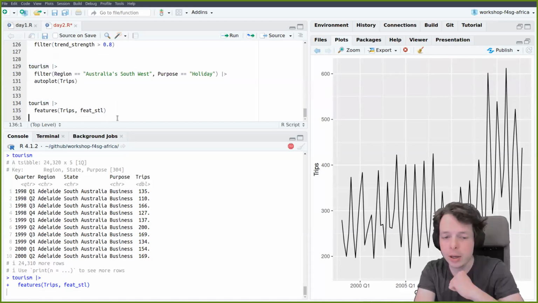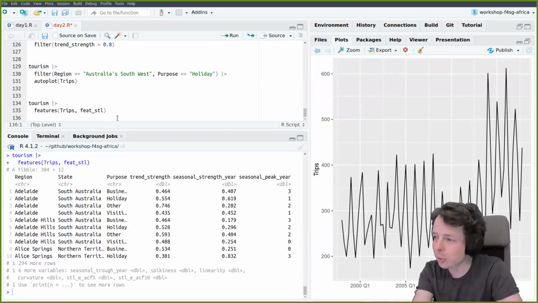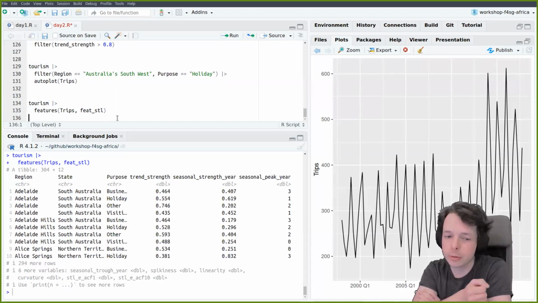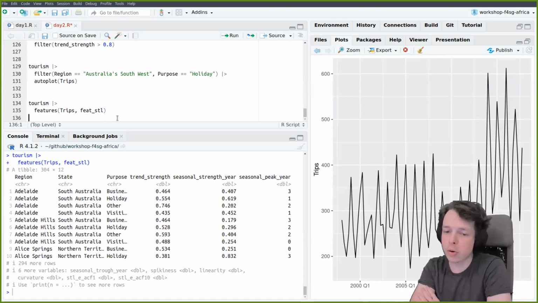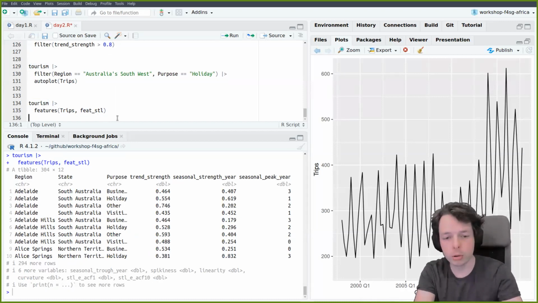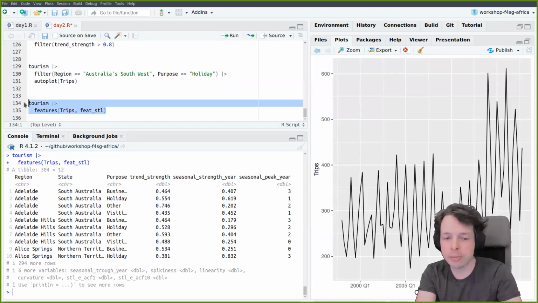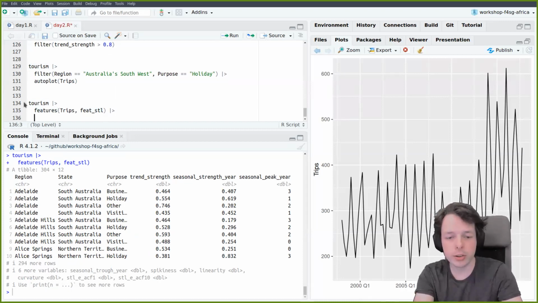As you might expect, it works as well. It takes a little bit longer because we've done an STL model on 304 different time series, and then we've calculated the components from that model, and we've extracted some useful features. So quite a lot of calculations have just happened there, but we don't have to write much code to do it. And then with these features, I can do the same plot.